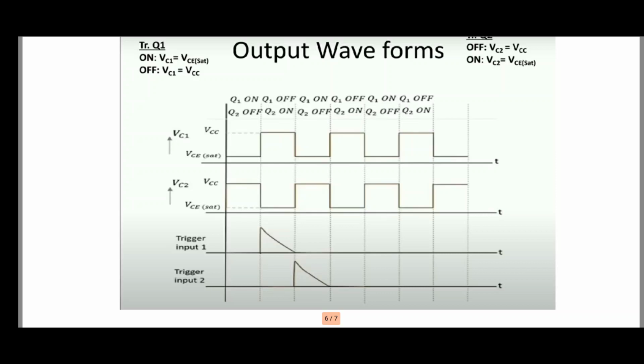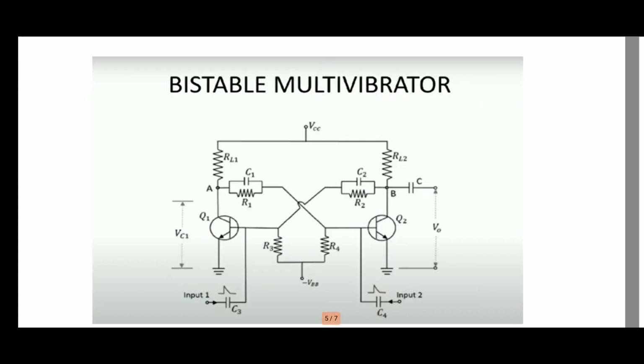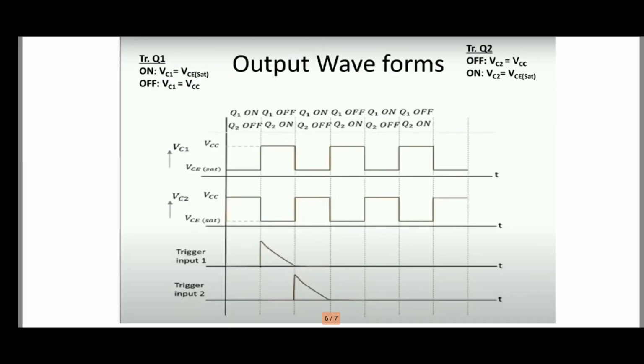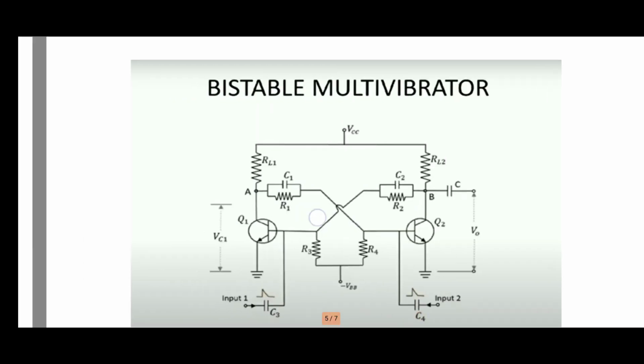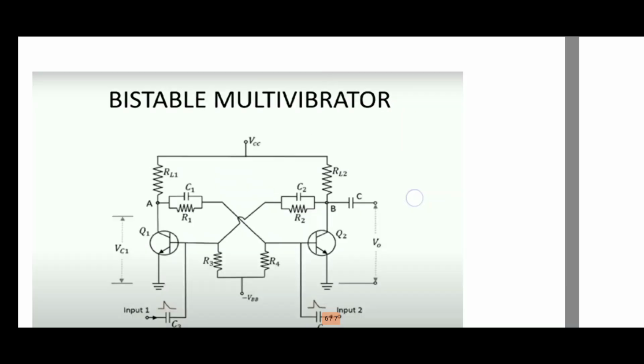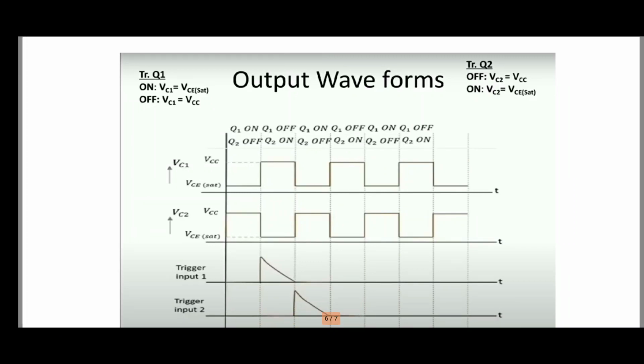So what will happen if Q1 is on? Just see the condition. If Q1 is on, what is the value of VC1? VC1 equals VCE saturation. At the same time, what is the status of Q2? Here you can check Q2. If Q2 is off, the value of VC2 is equal to VCC. So if Q2 is off, the collector voltage of Q2 is VCC.